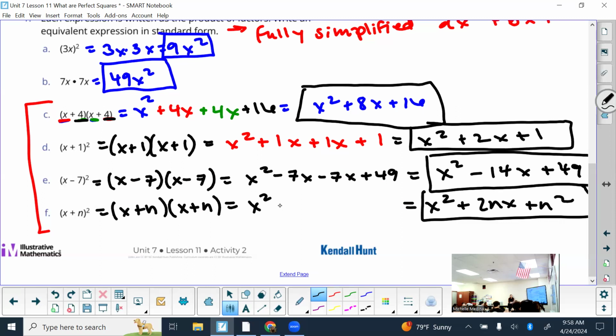When I multiply my outer terms, I get nx. When I multiply my inner terms, I get nx. When I multiply my last terms, I get n squared. Now, this is really interesting. Do you notice any patterns when we got to this stage between combining the x terms? What are we noticing for each of these? Yes, we do combine like terms. What are we noticing about the like terms in each of these situations?